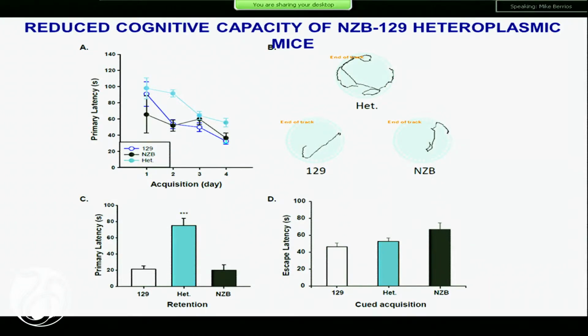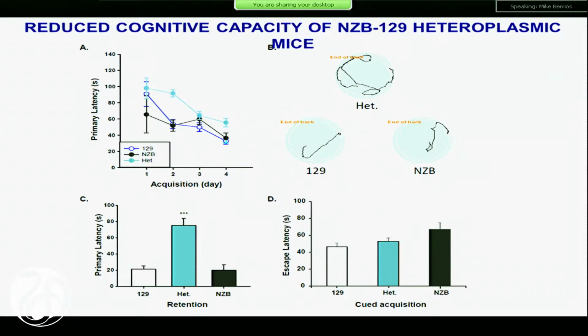So if we look at the 129 and the NZB, at each successive day, they learn to find the hole faster because they're learning the colors. The heteroplasmic animal is a bit slower. But what we did then is take the animal out of that environment, just let them rest for 2 days, and then tested them again. And the 129 animals immediately recognized where they were and jumped in the hole. The NZB also recognized where they were and jumped in the hole, but the heteroplasmic animal had completely forgotten everything it had learned.